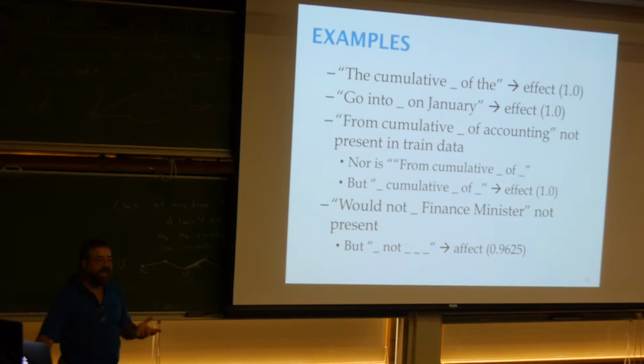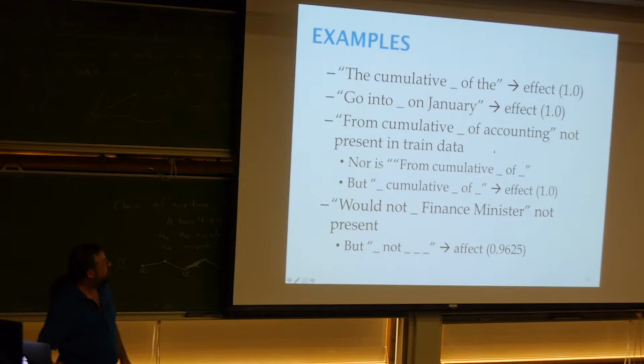So sadly, even with 1 million books in English, the topic of accounting seems to be somewhat underrepresented in the literature, of novels and so on and so forth. So there's no instances of this combination of 4 words with either affect or effect in the middle anywhere in the corpus. Okay, so we get no information, so we have to back off.